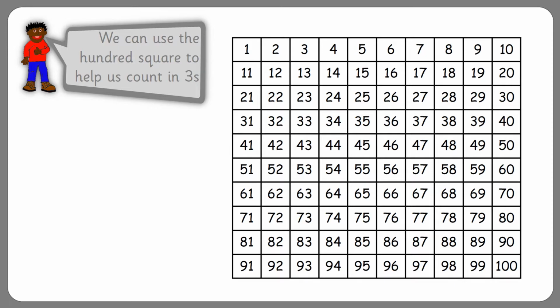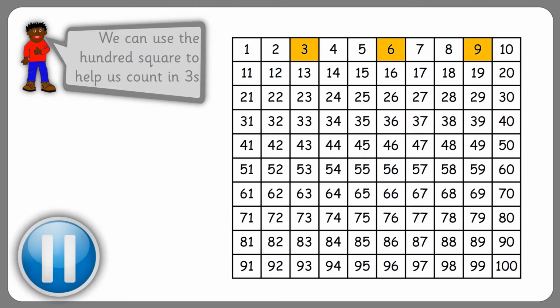If you have got a 100 square at home, you can use that now, or we can do it together on the screen. So we're going to count in threes. Let's highlight the numbers as we count. The first number is 3. Now remember, I said because we're going to count every third number, we can miss 2 out. So we can count 3, miss out 4, 5, and then we'll highlight 6. Miss out 7, 8, and then we'll highlight 9.